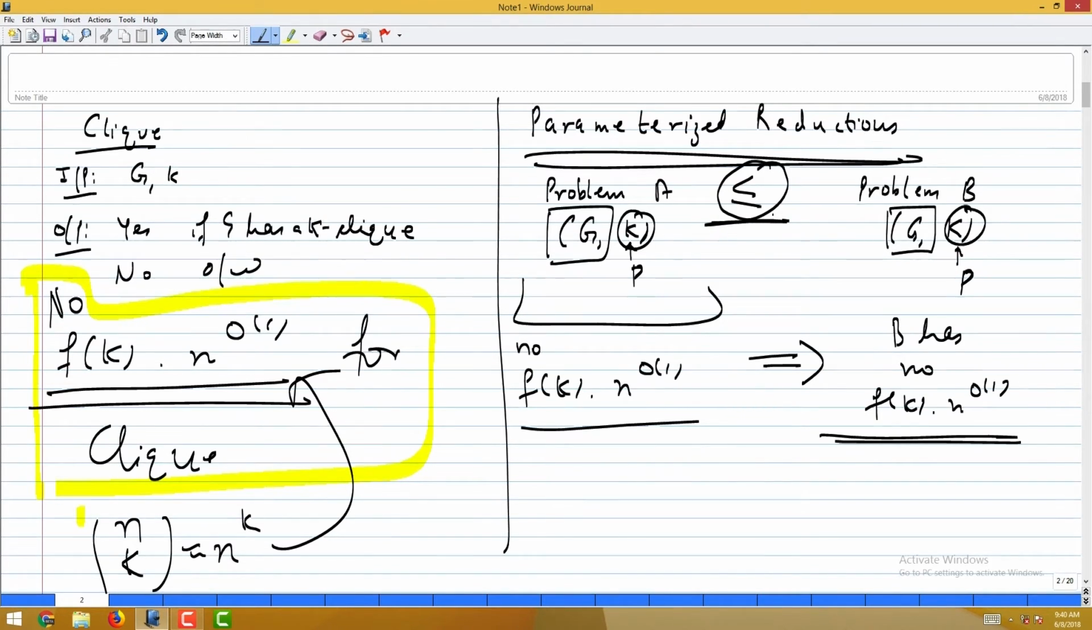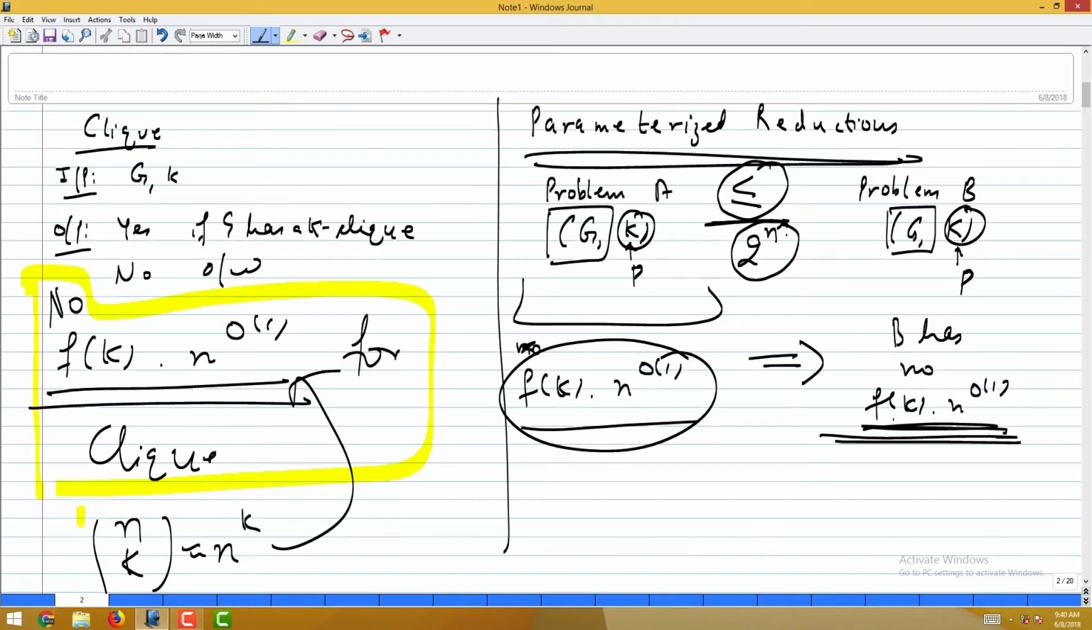Suppose I give you a reduction which takes an instance of problem A and takes, let's say, 2^n time and gives us an instance of problem B. And the statement that I want to make is the following: that if B has an f(k) into polynomial time algorithm, then A has one. Now, if this reduction was taking 2^n time, will I be able to say that? No. Why?